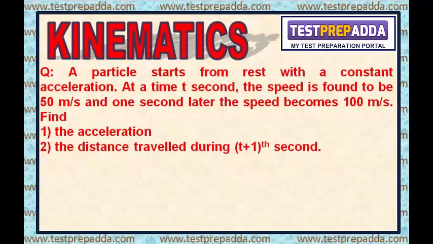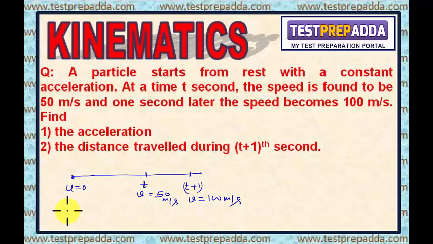Now, here you can see the particle starts from rest. U is 0. Initial velocity is 0. At time t, the speed is 50 meter per second. And after 1 second later, that means time t plus 1 second, the speed becomes 100 meter per second.